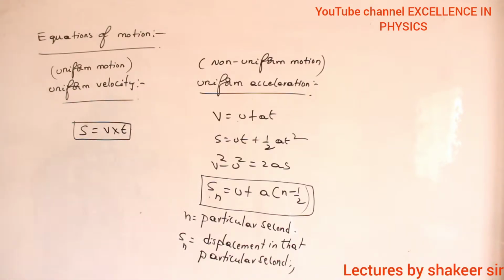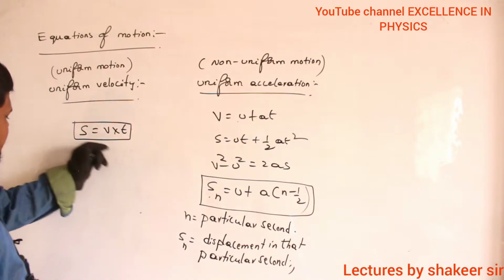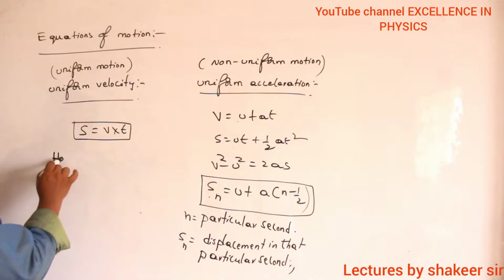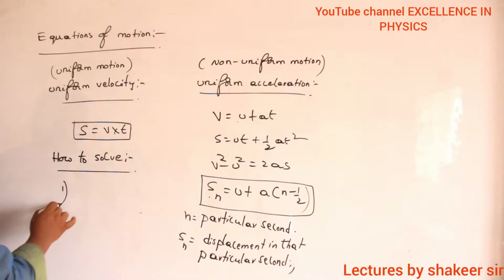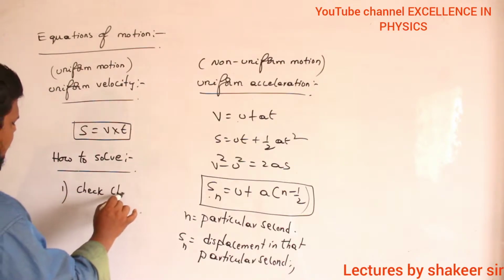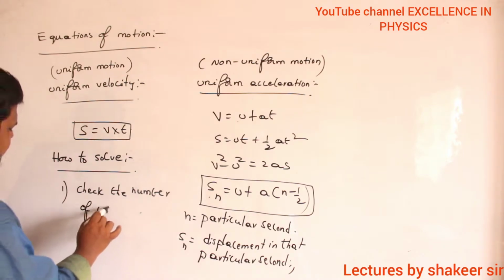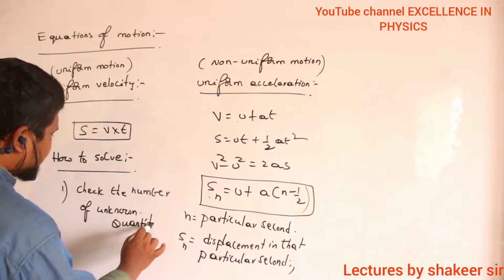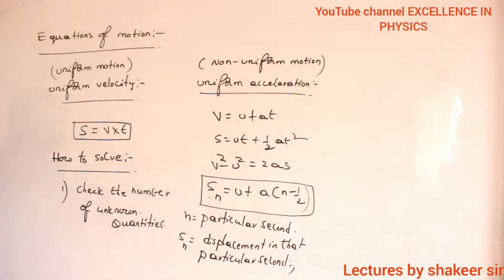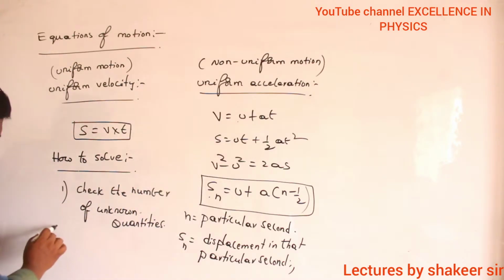Now we will write some steps on how to solve problems of kinematics. So first one, check the number of unknown quantities. Are you able to understand? So first you are supposed to count how many unknown quantities we have. Then what is the next step we are supposed to do?